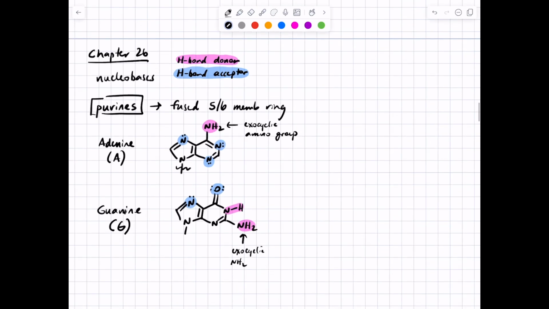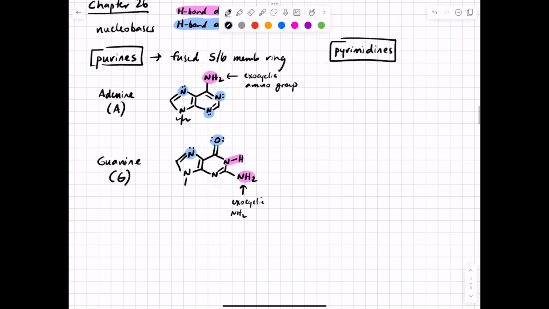All right, with that in mind, we should also talk about the second class of nucleobases, which are called pyrimidines, not to be confused with pyridine. Pyrimidines are 6-membered rings with 2 nitrogens in them. And there are three common pyrimidine bases, though really two of them are quite similar, and one's in DNA and one's in RNA.